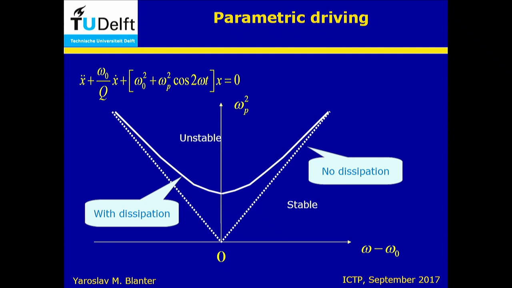And if you include dissipation, then this line actually becomes curved like that, and it goes a little bit up. So here it's still a straight line, but you have some parameter space where you can still parametrically drive it and not go to infinite amplitude. That's something very general, which has nothing in principle specific to optomechanics.